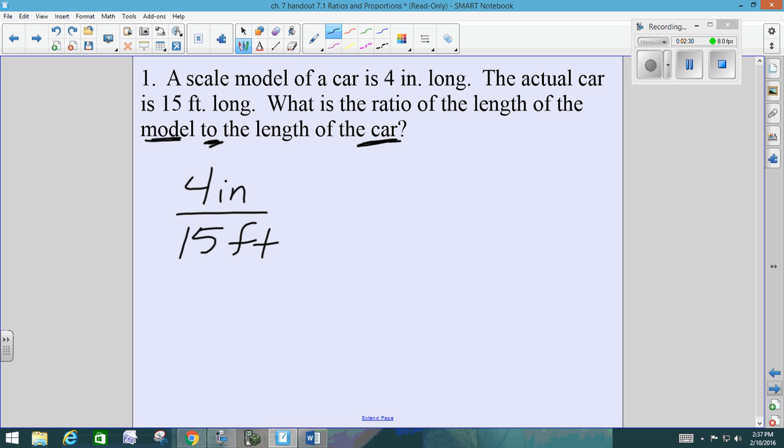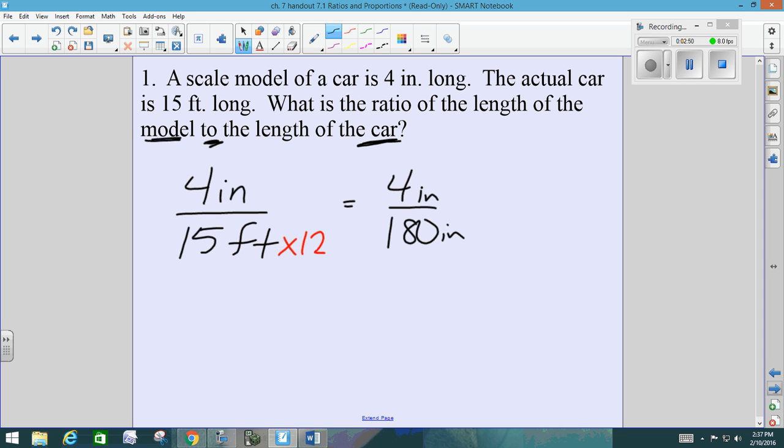How many inches are in a foot? There you go. So you took it times 12? Good. So then this would be 4 inches to 180 inches. When you write a ratio, you want to compare two quantities, but they have to be of the same unit.